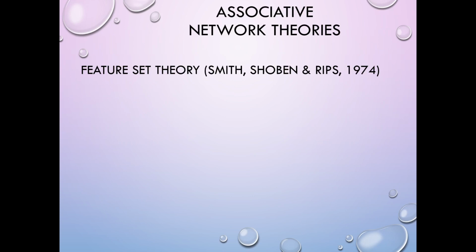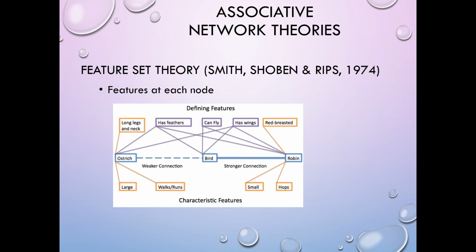In feature set theory, which was offered by Smith, Shoben, and Rips in 1974, the assumption is that there are features at each node. And just remember, the word node is sort of a substitute for synapse. They didn't really know at the time, so they were making these graphics that would represent what they thought was going on, and now we are pretty sure that it's synapses. All right, I found yet another version of a neural network.